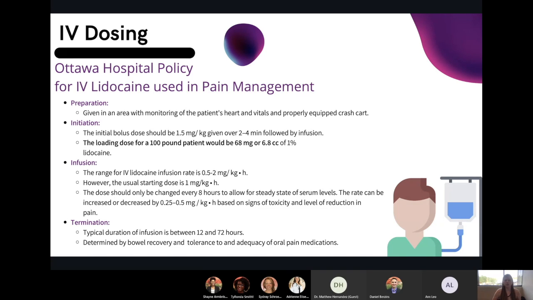The rate can be increased or decreased by 0.25 to 0.5 milligrams per kilogram every hour, and that would be based on signs of toxicity and levels of reduction in pain. The final phase is determined when the IV should be terminated. Typical duration of IV infusions of lidocaine is between 12 and 72 hours. Discontinued infusion is determined by bowel recovery after surgery, intolerance to, or adequacy of oral pain medication.